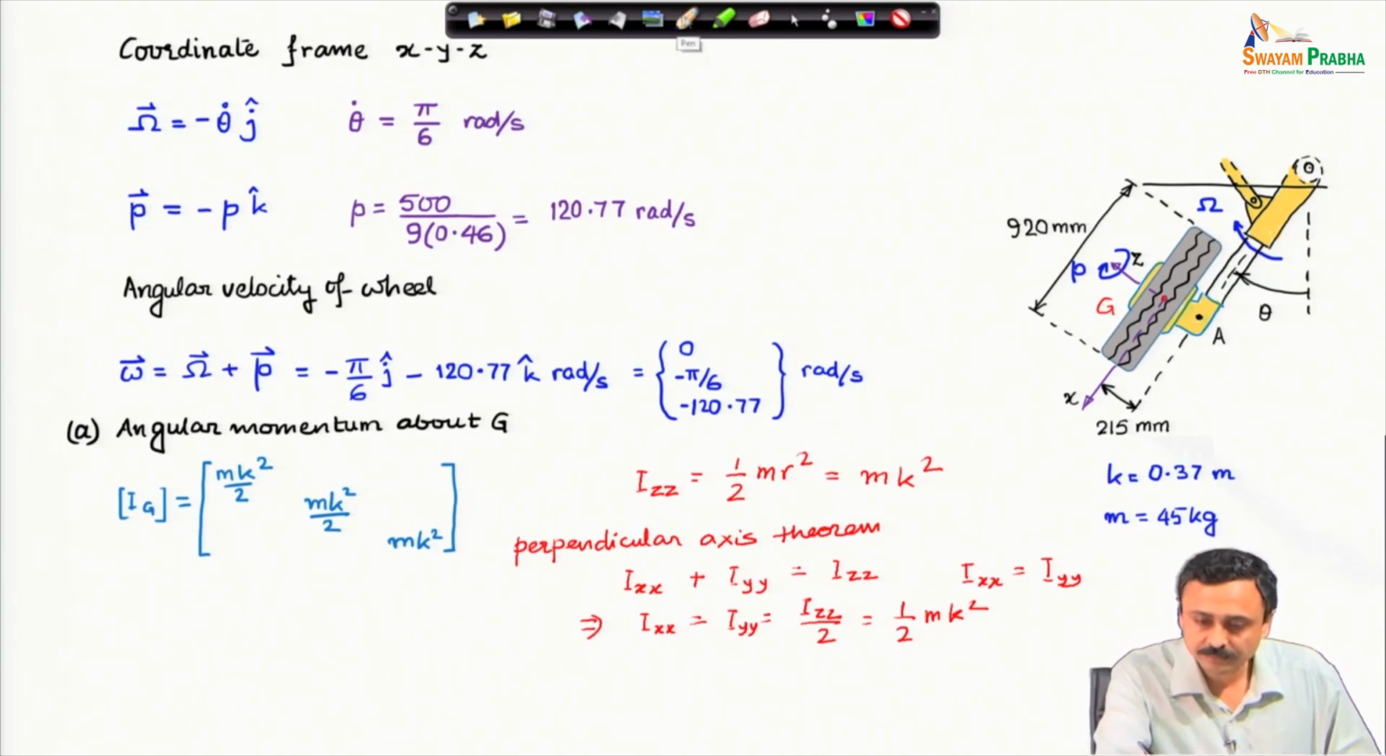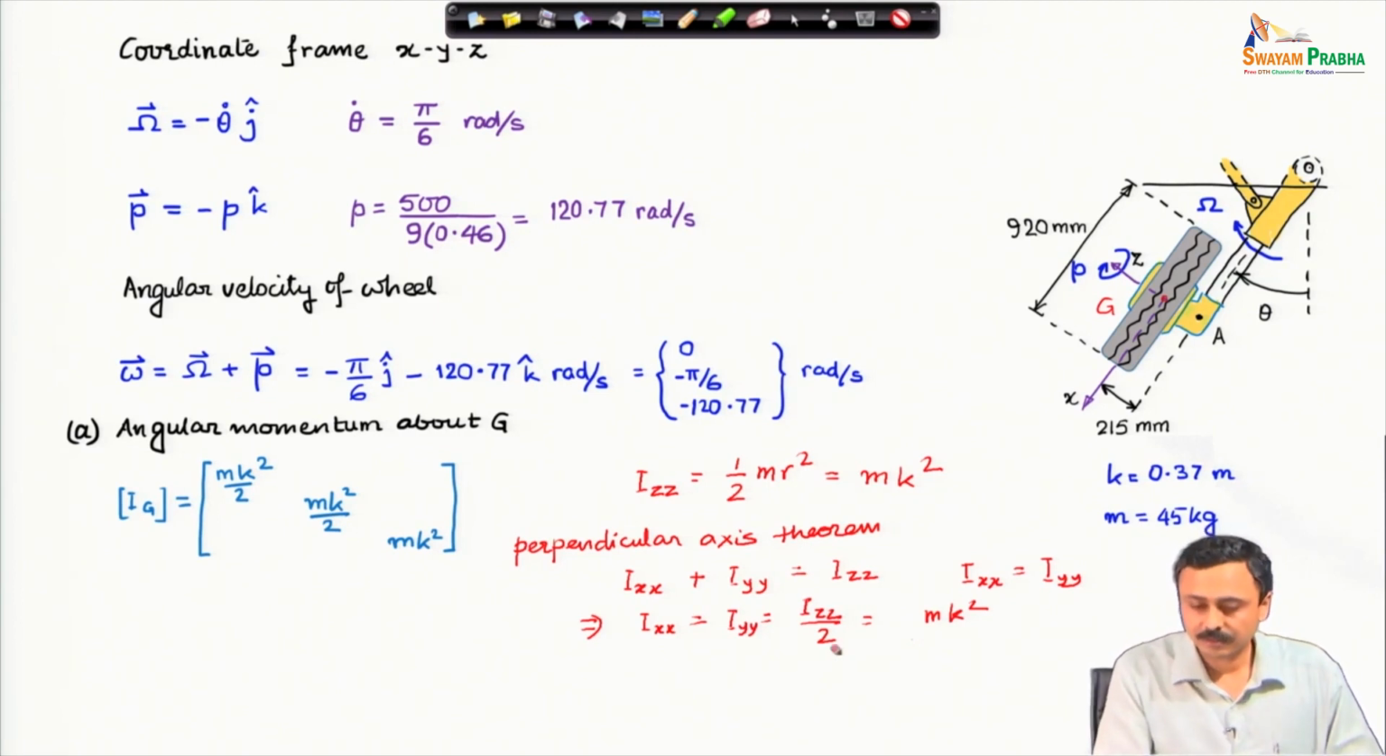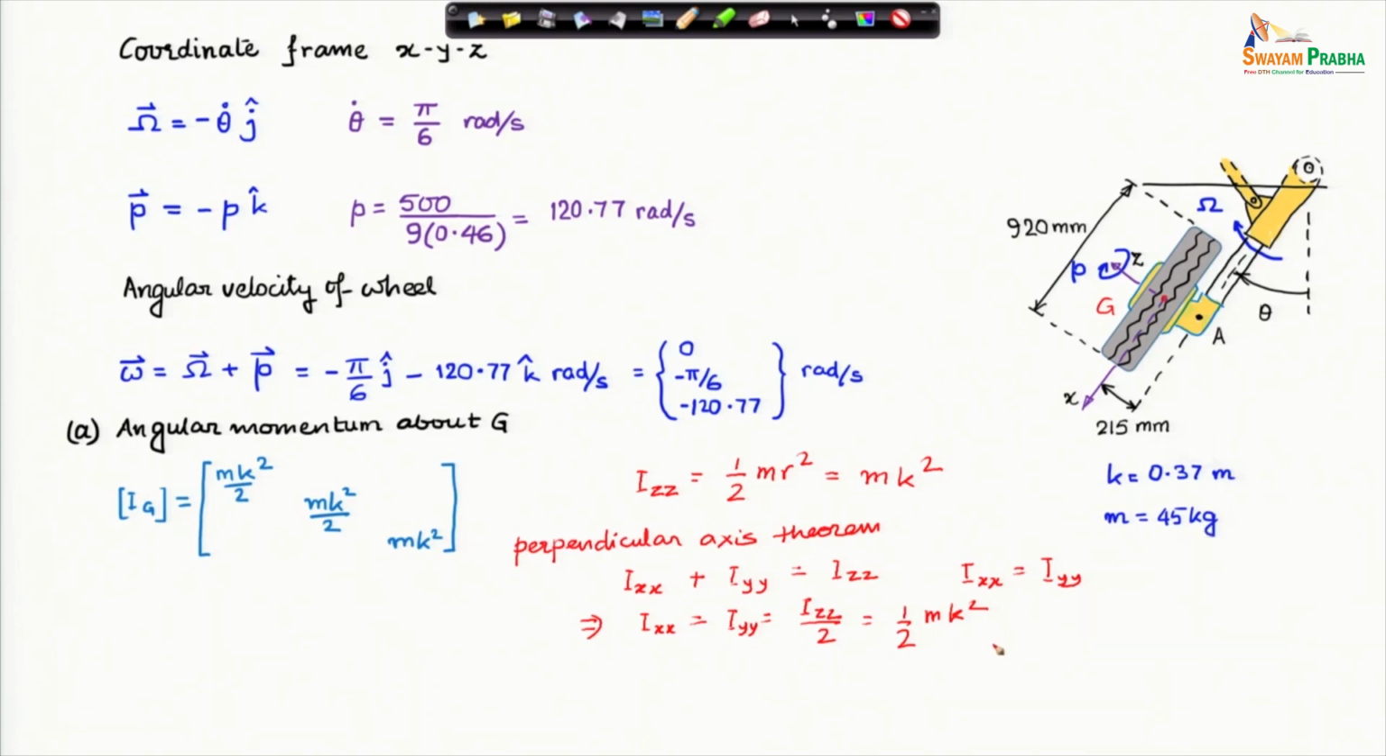I z z is m k square, and this is 1/2 of I z z, therefore, half m k square, or in terms of the radius it is 1/4 m r square. But here, since the radius of gyration is given, we are using the radius of gyration, and that is how I have populated the moment of inertia tensor. Rest of the terms are all 0, because x y z is the principal coordinates for this body.